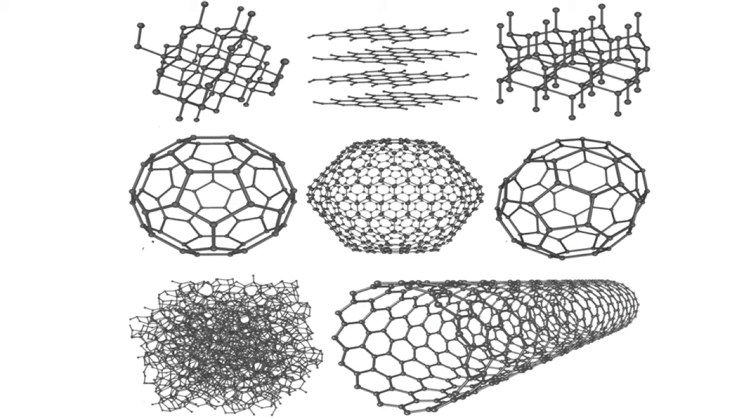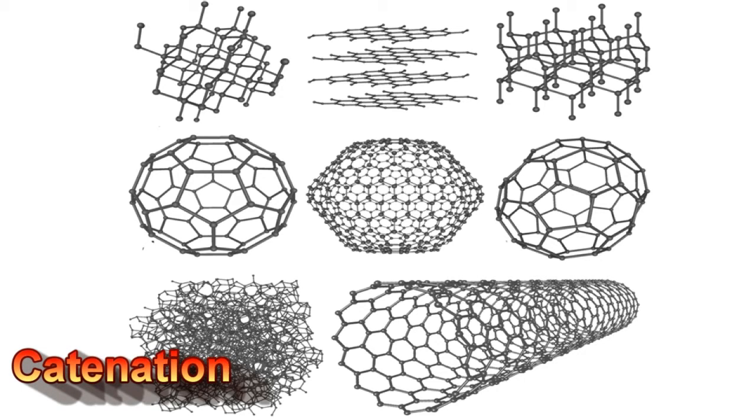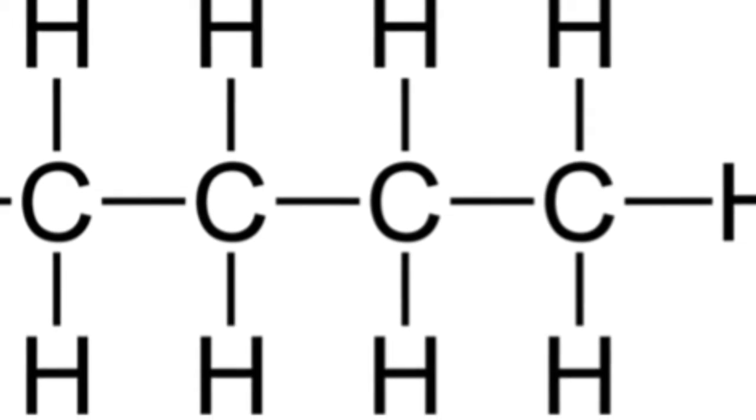Carbon has the unique ability to form bonds with other atoms of carbon, giving rise to large molecules, and this property is called catenation. Carbon can form long chains, which are found in many compounds.